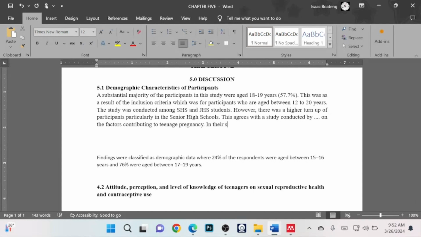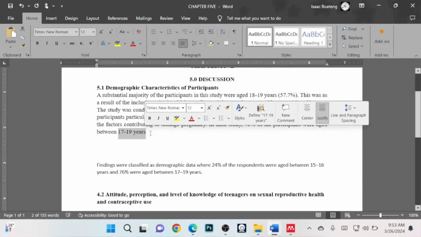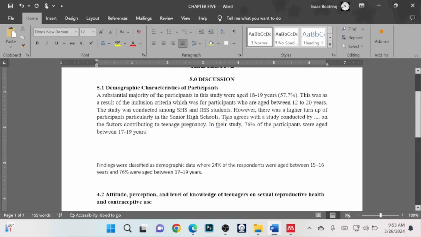In their study, 76% of the participants were aged between 17 to 19 years. Remember, in my study here, 57.7%, representing a higher percentage, were aged 18 to 19 years. And theirs is 17 to 19 years, which is closer to what I have. And this is why I say that this agrees with the study that was conducted.